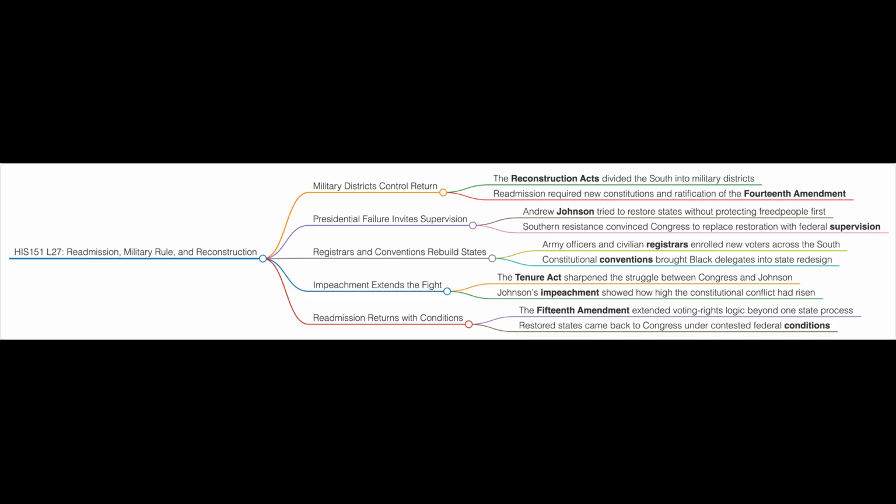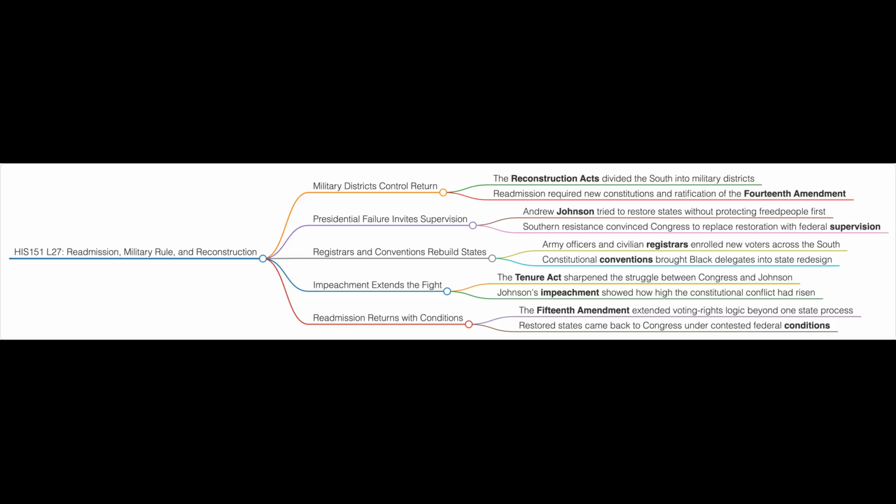The amendment also makes enforcement part of the constitutional story. Its clause empowering Congress to act shows that legislators expected resistance and did not trust local compliance. Readmission therefore remained linked to national oversight, even as formal military control receded. Voting rights would have to be policed through statutes, appropriations, prosecutions, and political will, not through constitutional text alone.